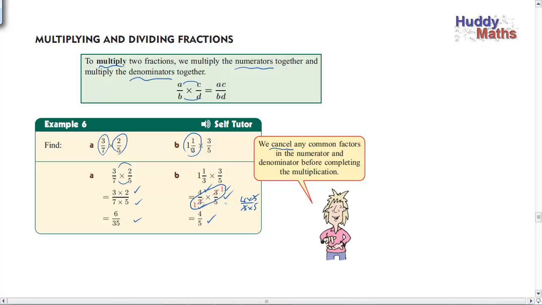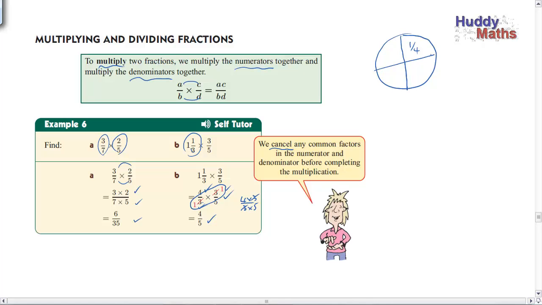Now, the interesting question is, why do you do that? Okay, why do you multiply the tops together and the bottoms together? Well, let's have a look. Let's say we've got a fairly simple problem. We'll make it a quarter. We've got a quarter here as our fraction.